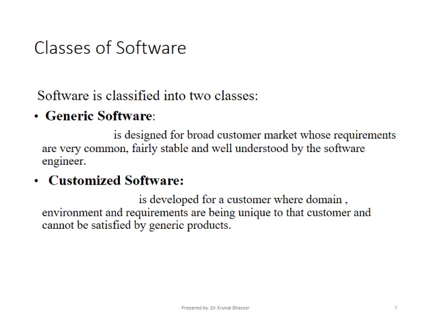Customized software is developed for a customer where the domain, environment and requirements are unique to that customer and cannot be satisfied by generic products. That means it is their own software. Whenever we are working on a shopping mall, then its own software is there. That is customized software.